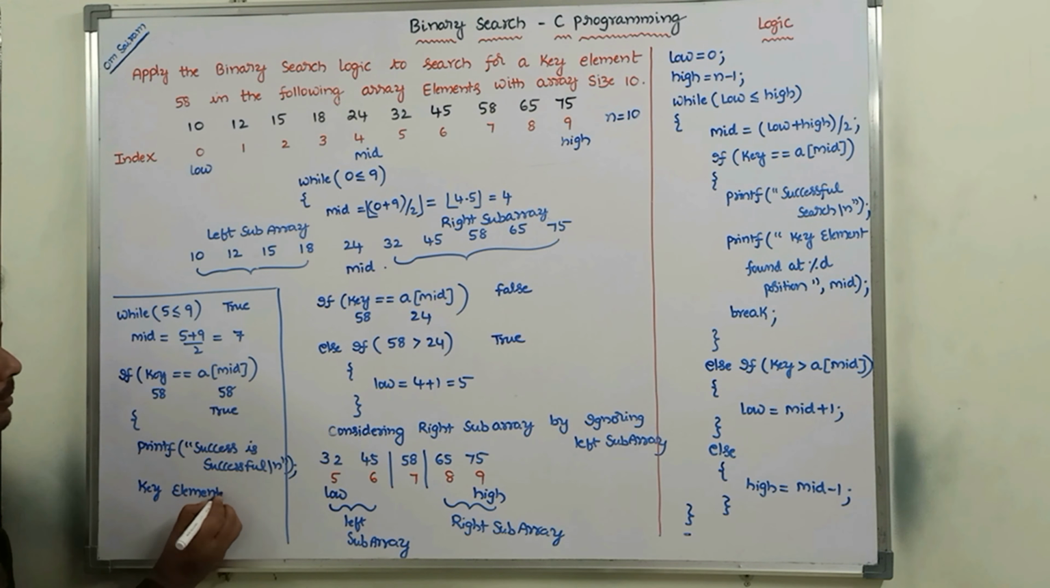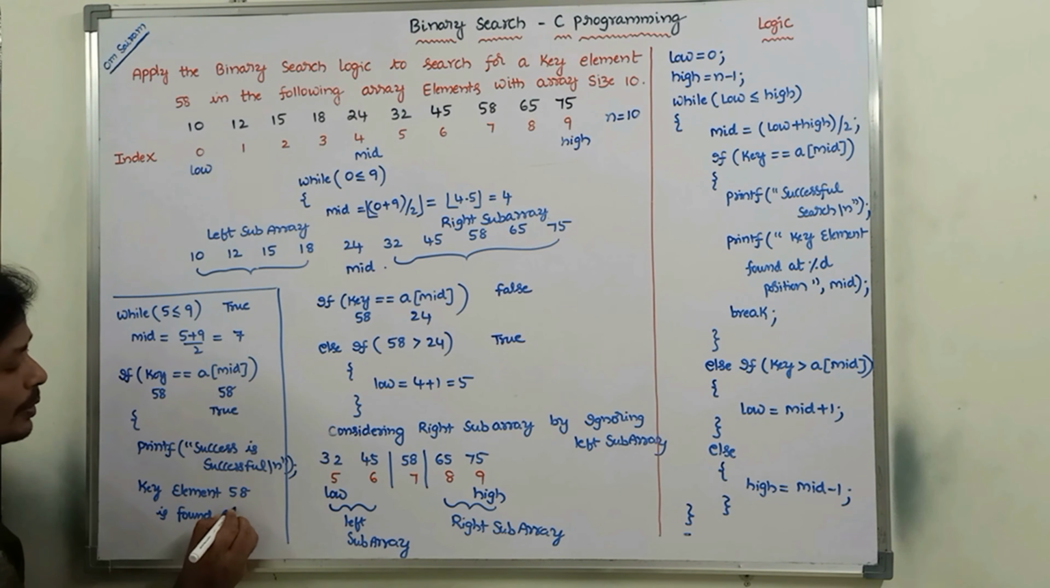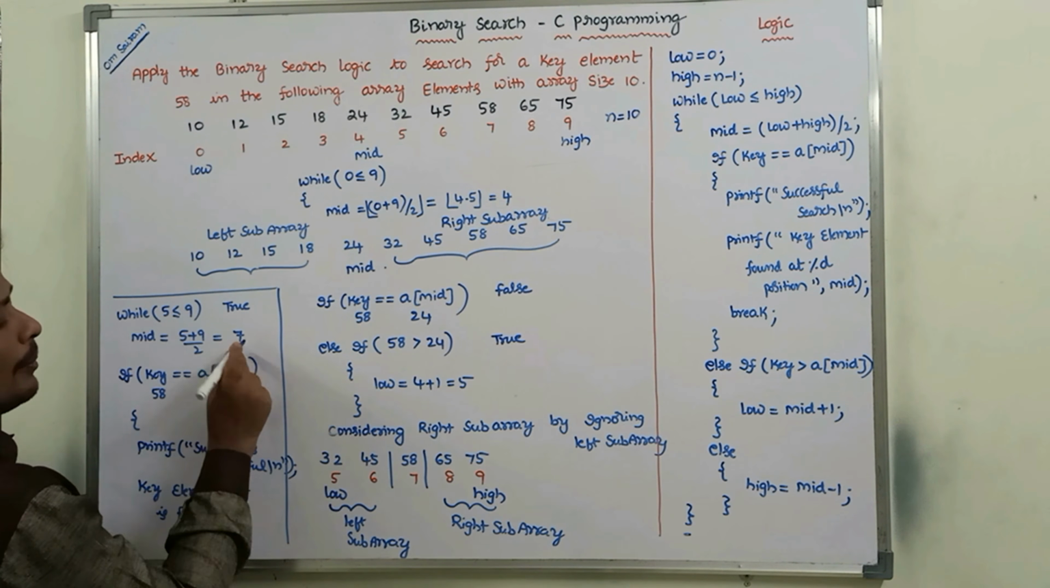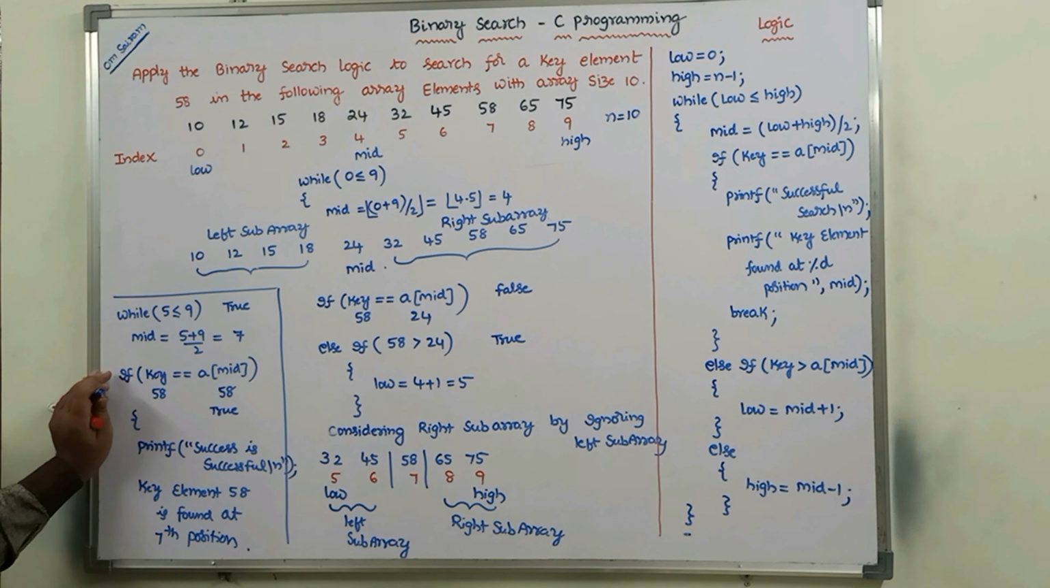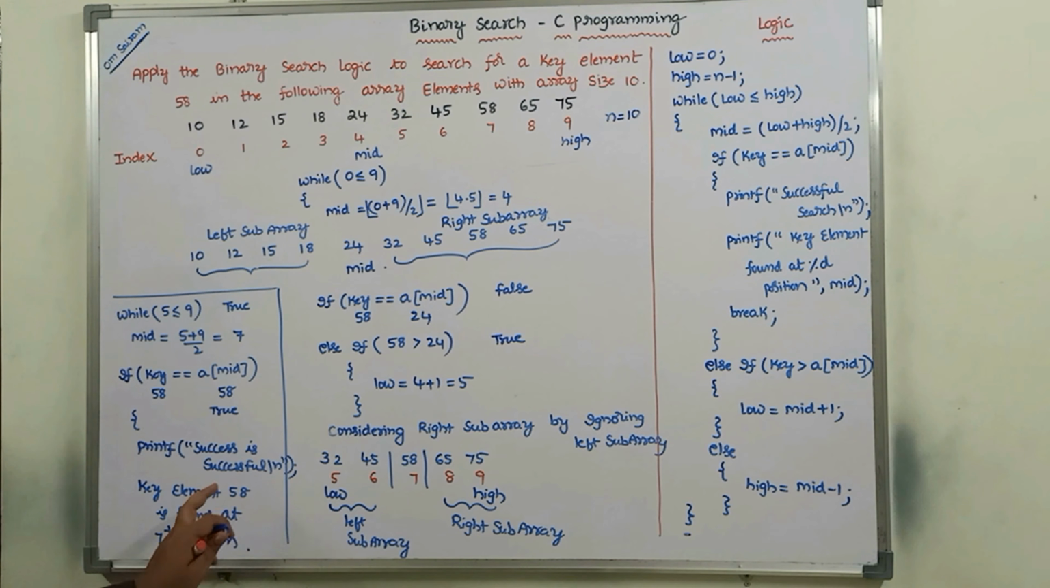What is the key element? 58 is found at which position? Mid position. Mid position is the 7th position. It is found at the 7th position. So the search is successful and the key element 58 is found at the 7th position.